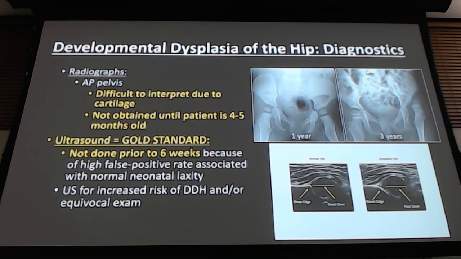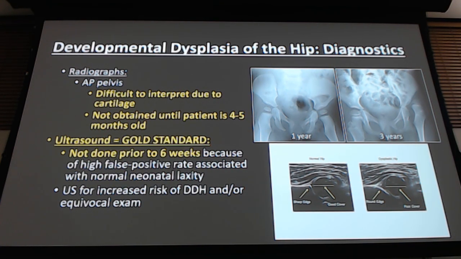Diagnostics-wise, this is challenging, in the sense that I need you guys to know and understand when do I get X-rays and when can I get an ultrasound. X-rays, AP pelvis: how long do you have to wait to get the X-rays? 4 to 5 months.